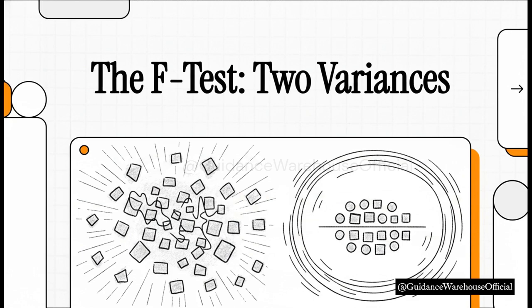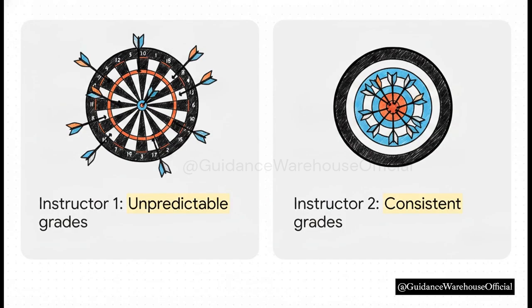And more importantly, how can we mathematically prove that one professor's grading is objectively more consistent than the others? Well, that exact difference in consistency is what we in statistics call variance. Variance is literally just a measure of how spread out a set of numbers is. And today, we're figuring out exactly how to test if two variances are statistically different from one another.